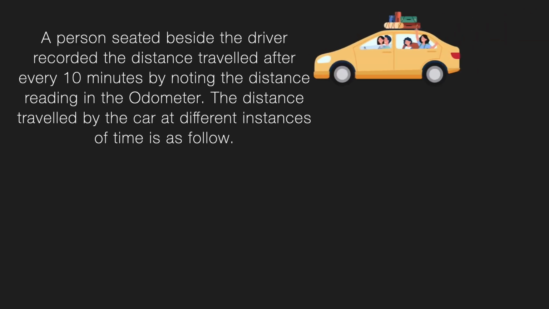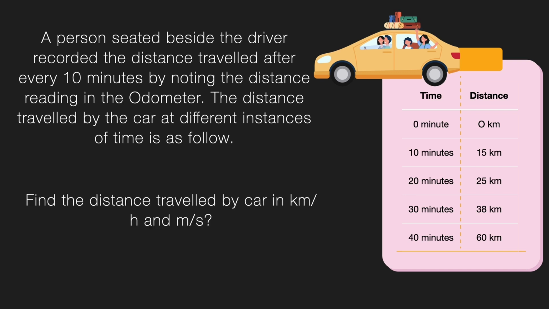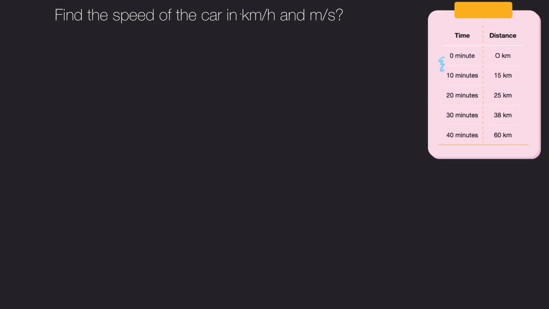Okay, let's try to apply what we learned here. Okay, we have a situation. A person seated beside the driver recorded the distance traveled after every 10 minutes by noting the distance reading in the odometer. Odometer is the device that reads the distance, right? The distance traveled by the car at different instances of time is as follows. The table is given. Find the speed of the car in kilometer per hour and meter per second. Let's find the speed of the car in both kilometers per hour and meter per second.